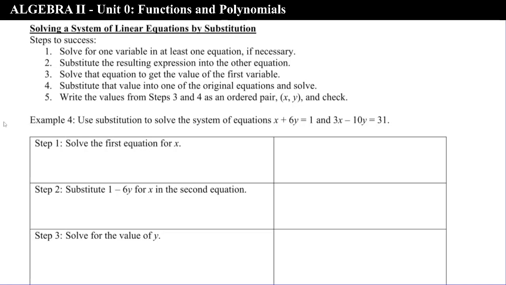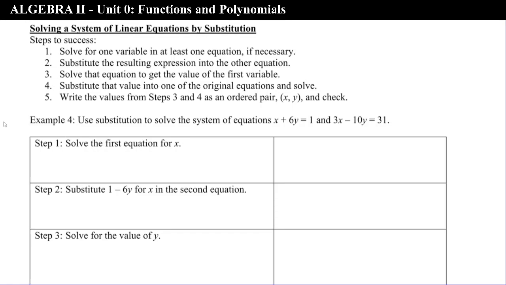So here are your steps for success. I list them out for you. This is what you're going to do. It'll make more sense as we do the examples, but I wanted to at least lay out what the steps are. And let's just discuss what these steps are very briefly.